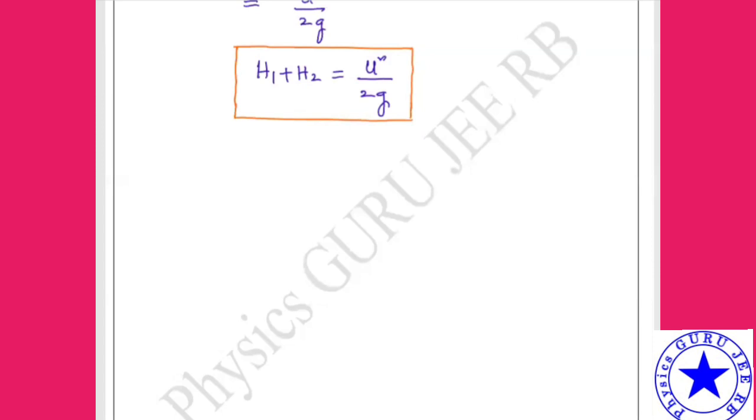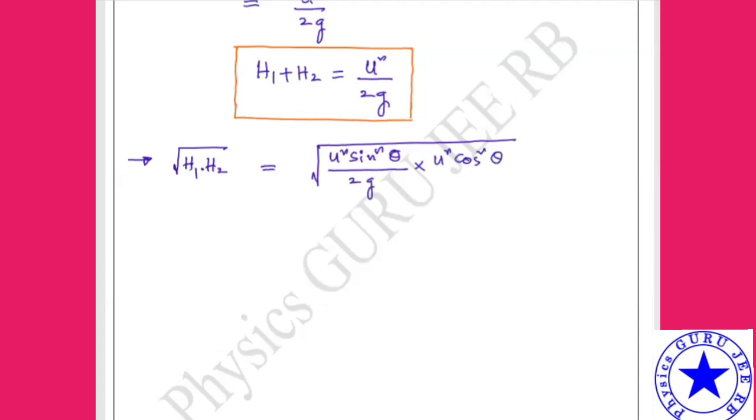So what is next one is root of h1 into h2. It will be very easy for calculation. Now can you tell me what is root of h1 into h2? Anybody? So I'll substitute: u square sine square theta divided by 2g into u square cos square theta divided by 2g. So we'll get here u to the power of 4, under root of u to the power of 4 into sine square theta into cos square theta divided by 4g square.